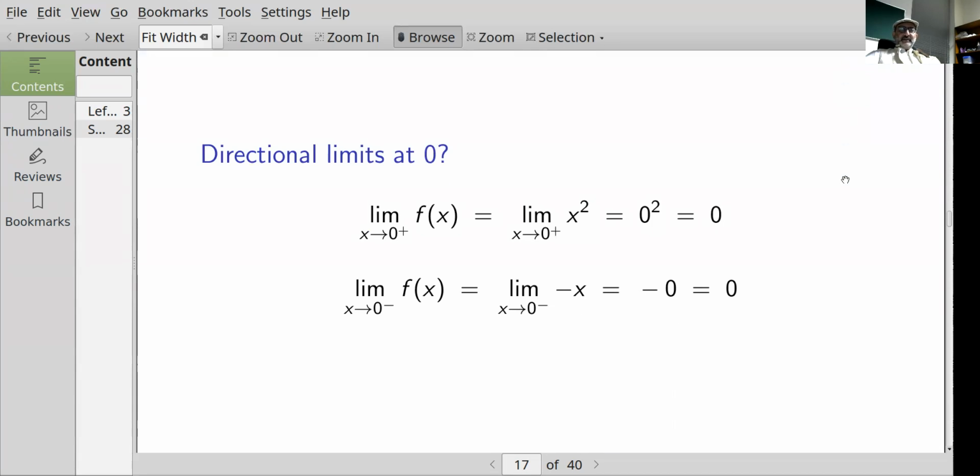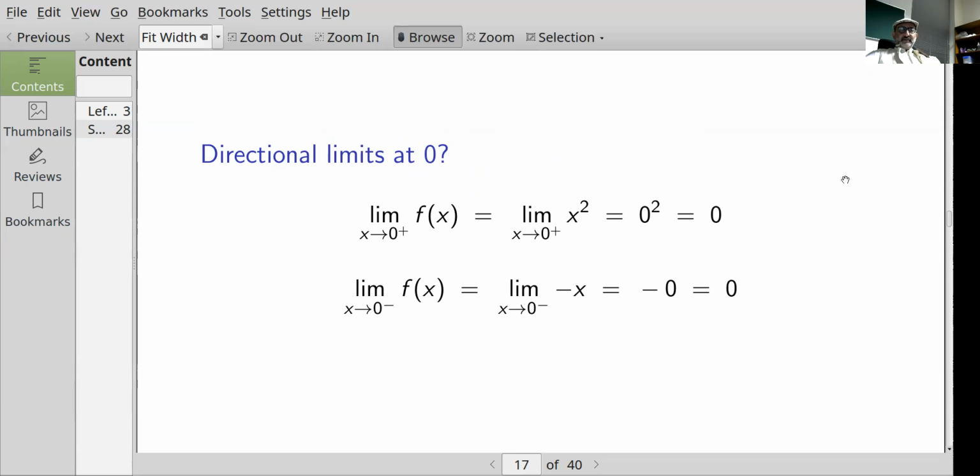Well, the limit as x goes to 0 from the right of f of x equals the limit as x goes to 0 from the right of x squared. Now for positive x, the form of f of x is x squared. So this would be the limit as x goes to 0 from the right of x squared, which is equal to 0 squared, which is equal to 0.